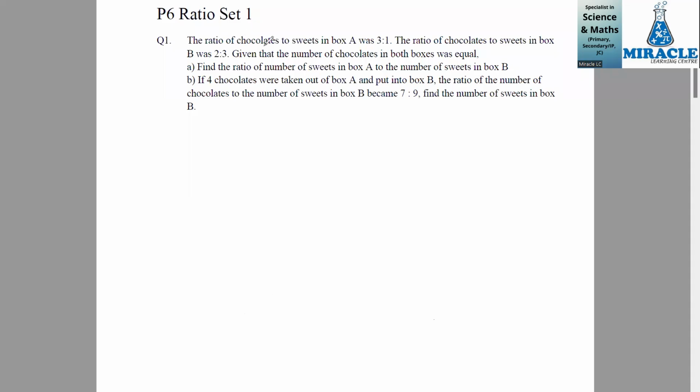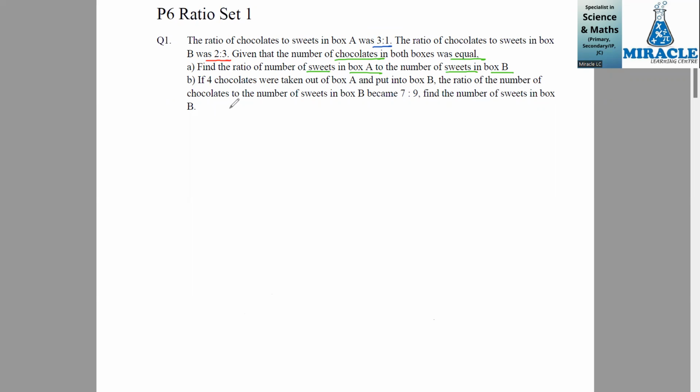Question 1. The ratio of chocolates to sweets in box A was 3:1. The ratio of chocolates to sweets in box B was 2:3. Given that the number of chocolates in both boxes was equal, find the ratio of the number of sweets in box A to the number of sweets in box B.